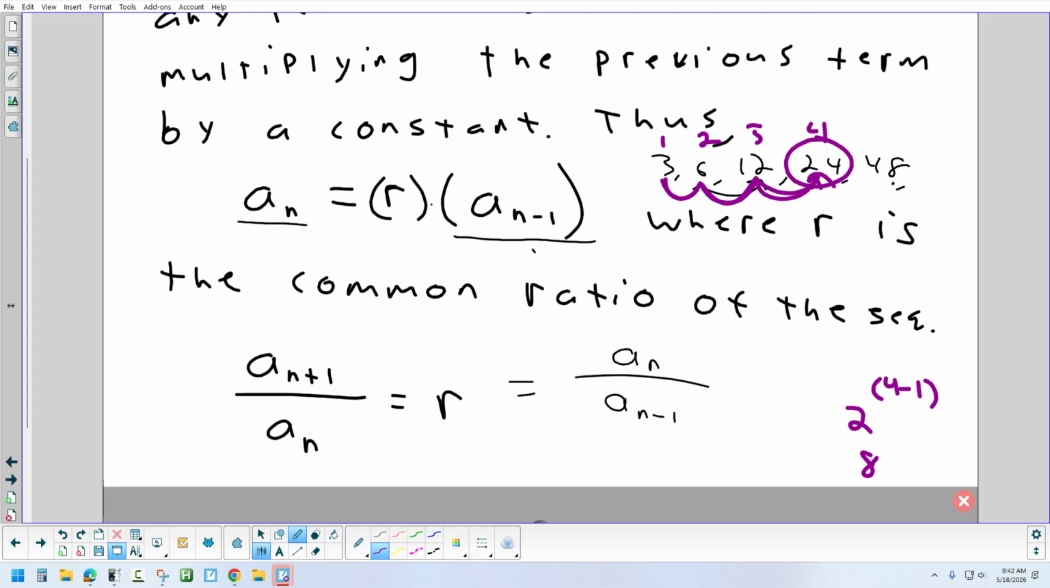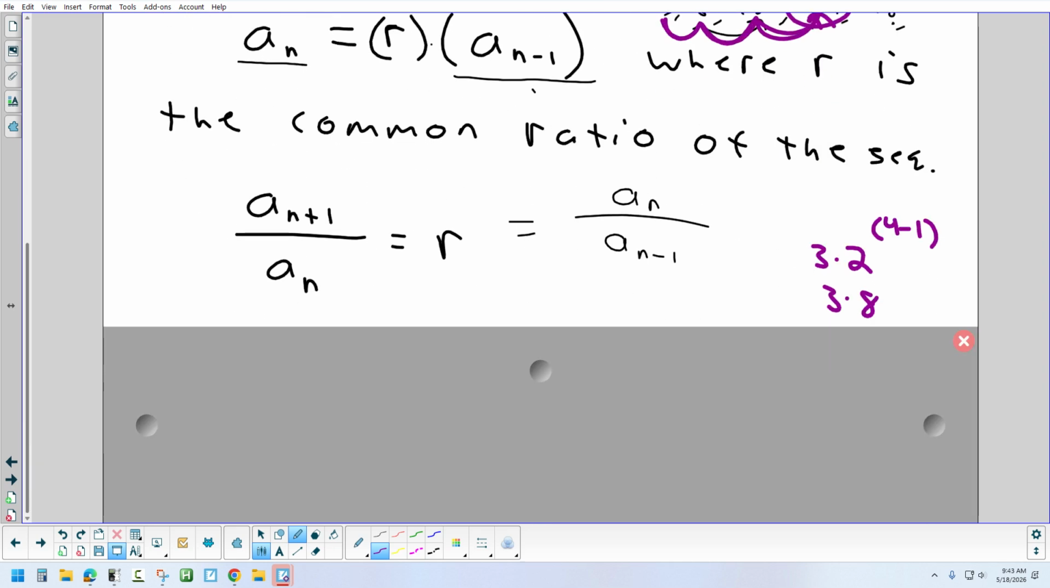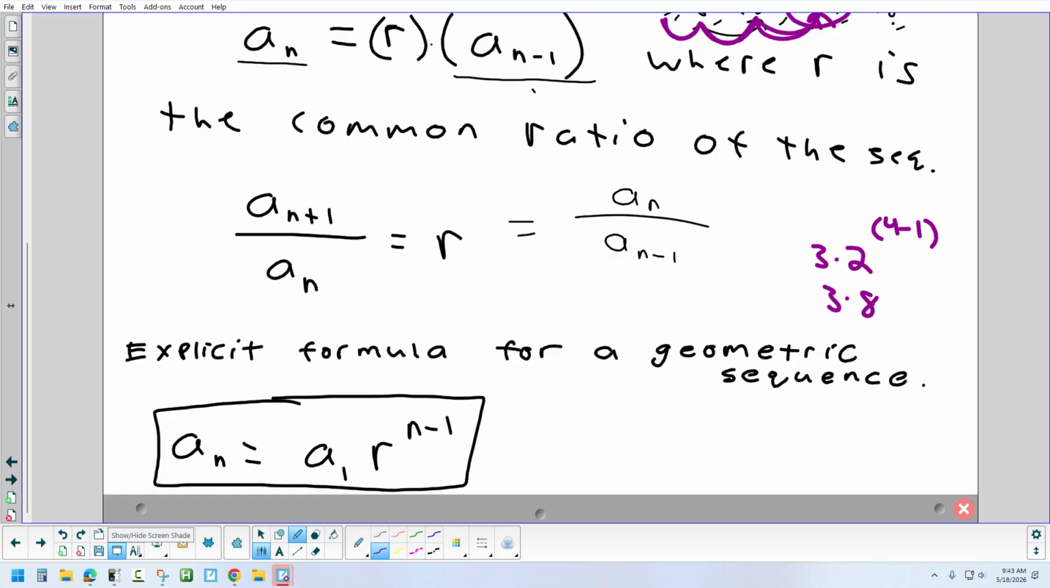So what do you think we'd have to do with the first term? Multiply it by what? Yeah, we have to multiply the result. When we do r to the n minus 1, we then have to multiply that result by the first term. And that will give us, in this case, 24, which is what we were looking for. So the formula is you raise r to the n minus 1. That takes care of all the jumps. But then you have to multiply it by the first term to get the correct answer. So it's a sub 1 r to the n minus 1.